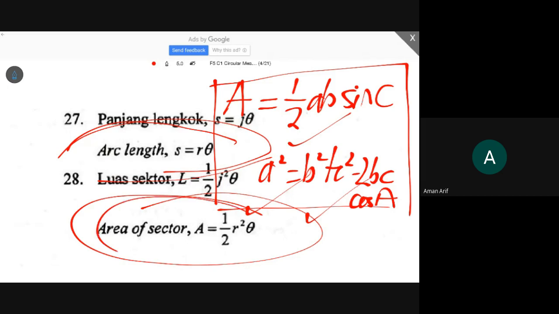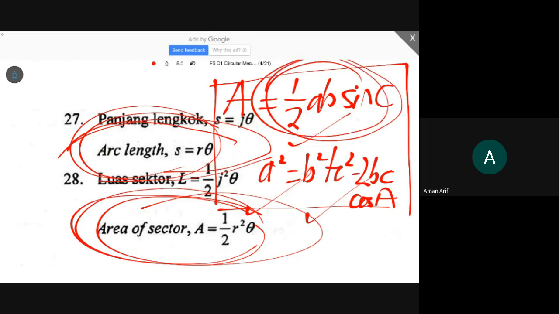Okay, other than that, I'll try to explain this formula. Saya akan cuba terangkan kat kamu macam mana dapat formula ni. Okay, I'll prove to you this formula now. Okay guys, can you see this formula, guys? We go to number 28 first. Kita tengok formula yang ni dulu.